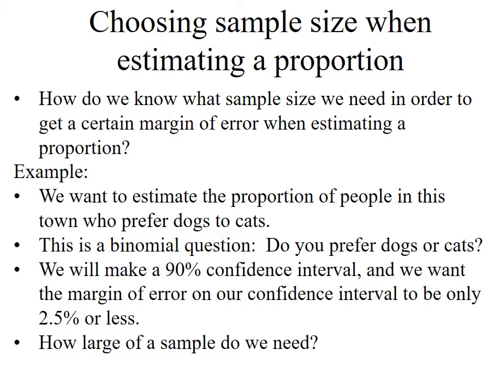All right, so here's an example. Suppose I want to estimate the proportion of people in this town who prefer dogs to cats. This is a binomial question. Everybody's going to give me a response that fits into one of two categories: dogs or cats. Suppose my goal is to make a 90% confidence interval with a margin of error of 2.5% or less. How big does the sample need to be? How many people do I need to talk to in order to make that happen?